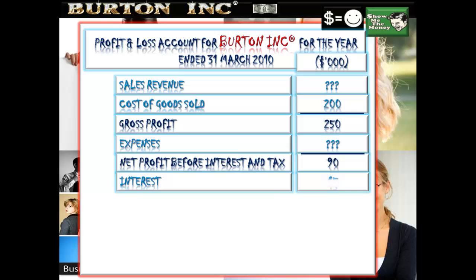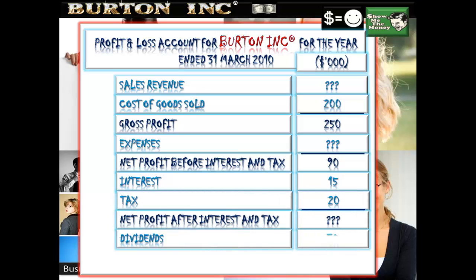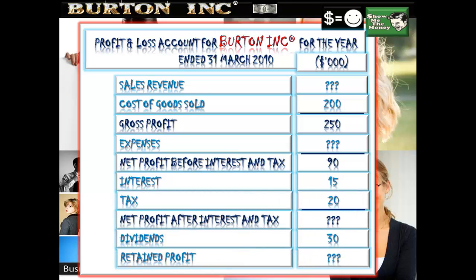A typical exam question here, where you're given the profit and loss account. In this case, we've been given a whole income statement, and we've got to go through and calculate some missing values. Let's have a look at the first one there. Our first question mark is next to sales revenue. Now we know sales revenue minus the cost of goods sold will give us a gross profit. So what minus 200 gives us 250?